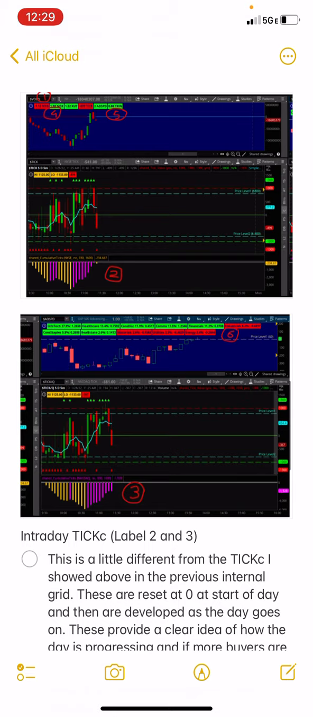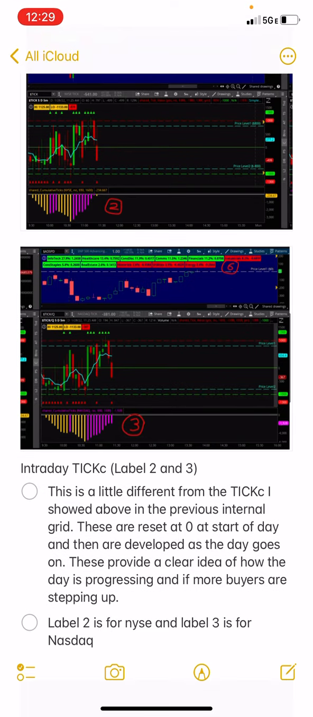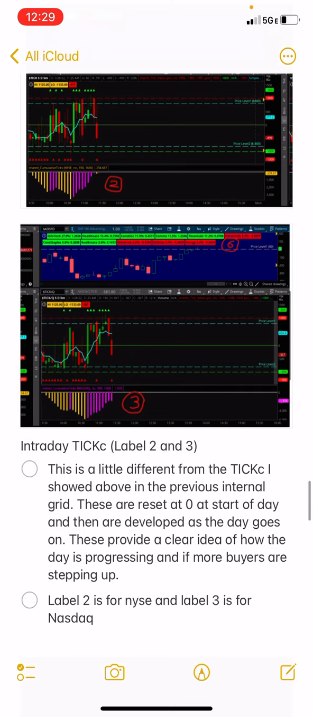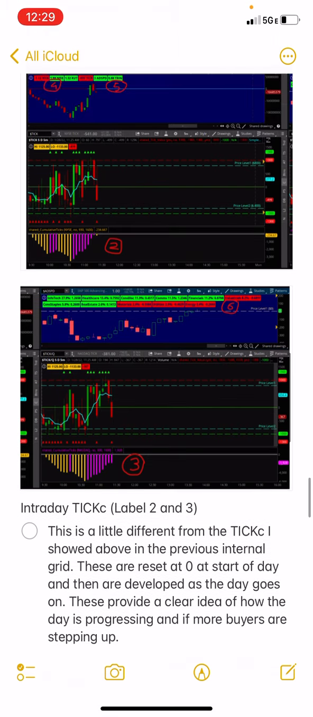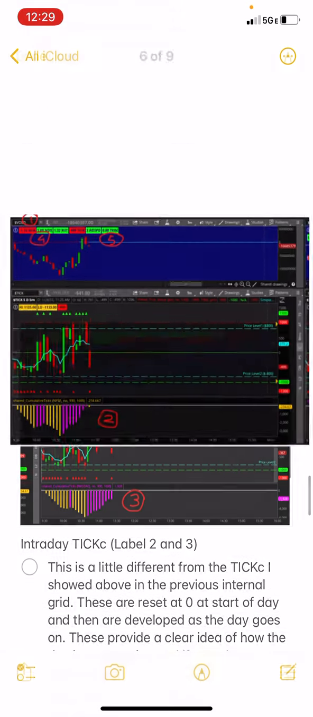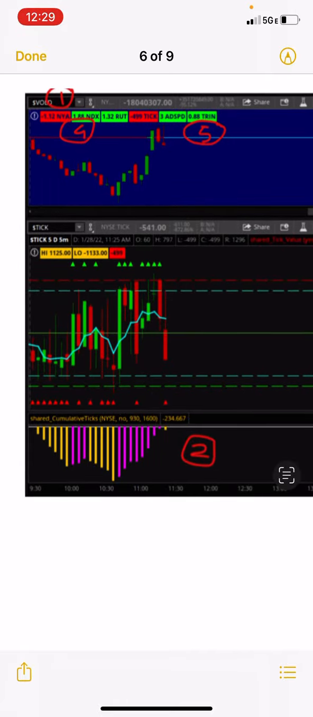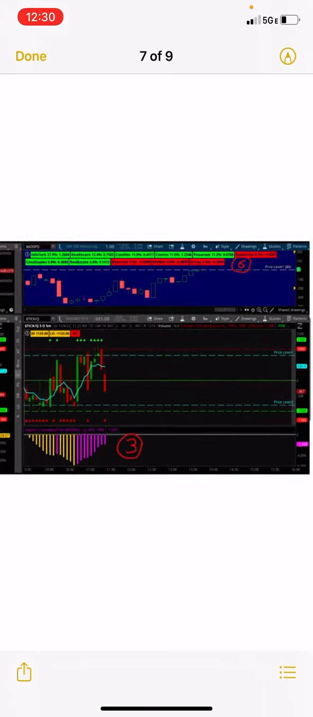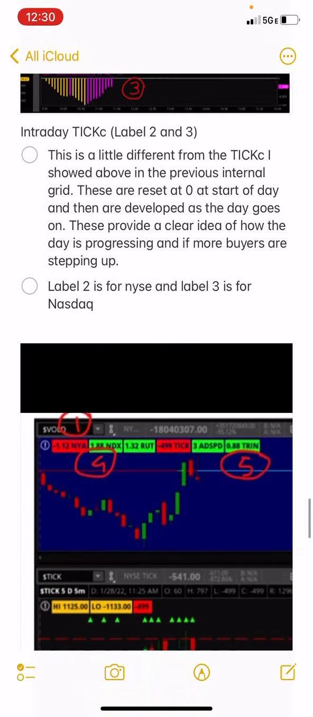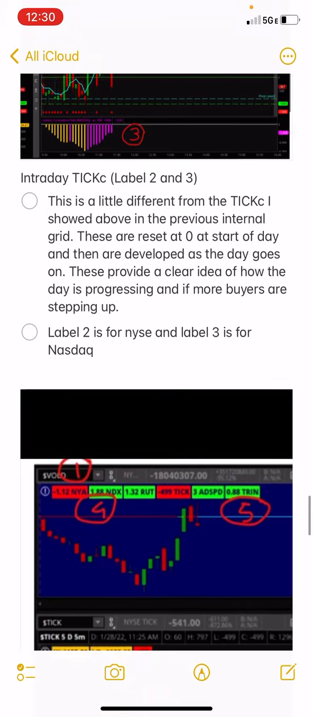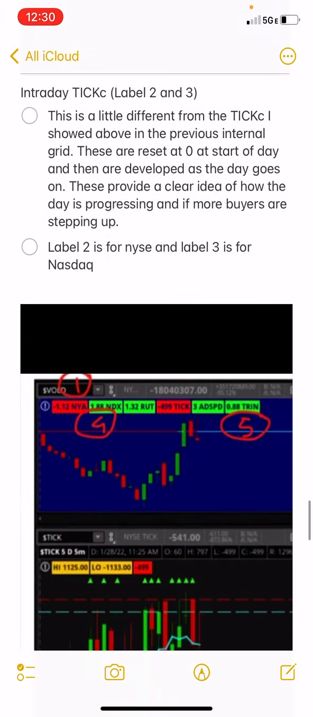Intraday Ticks. So Tick C, right? This is a little different from the Tick C I showed above. In the previous internal grid, they are reset at 0 at the start of the day and then developed as the day goes on. So these provide a clear idea of how the day is progressing and if more buyers are stepping up, right? So that's up here in label 2, right? You see that right there? Okay. And then 3 here. This one's for the NASDAQ. So like I said, label 2 is for the NYSE and label 3 is for the NASDAQ.